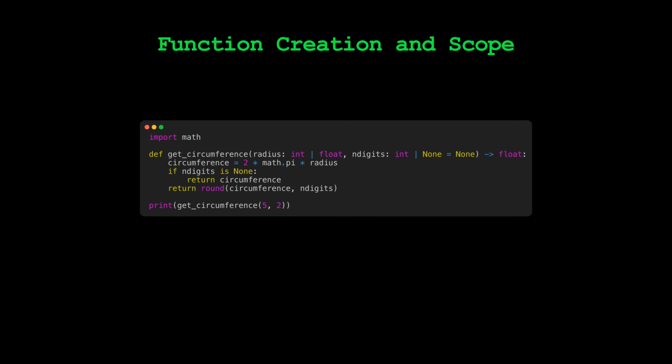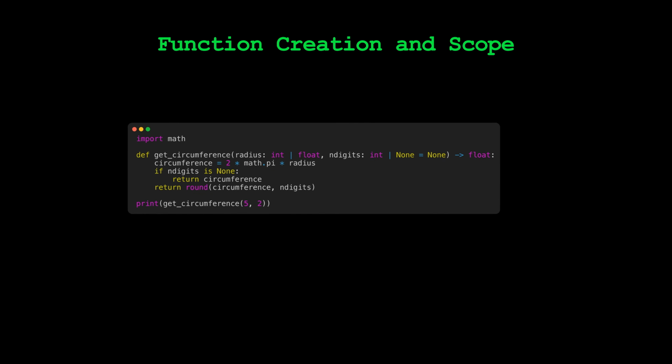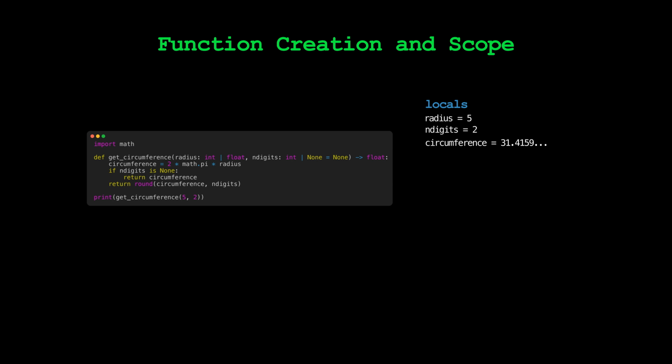Back to our circle example. We see different kinds of names here. Radius and n digits are parameters, but there's also math.pi and round, even though those aren't parameters. The parameters and any name assigned inside the function are its local variables. Here, those are radius, n digits, and circumference.